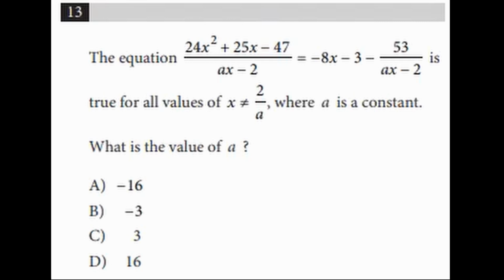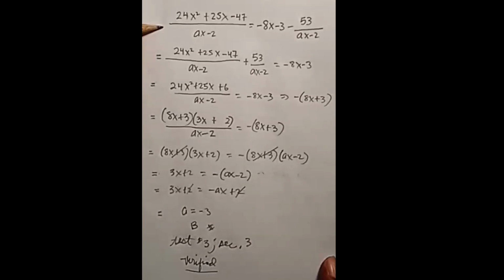So here's the problem. You can pause the video if you don't want to see the solution yet. So here's my solution. This is what we were given. I mean, this is a pretty big problem, as far as size goes.